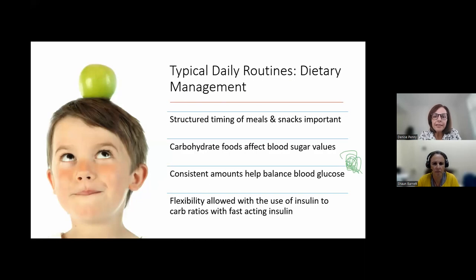Thinking of the typical daily routines helps you to determine the impact of school. From a dietary management perspective, having structured timing of meals and snacks is important. Carbohydrate foods will affect the blood sugar values. Just as the carbohydrates will raise the blood sugar, having meals or snacks that do not have carbohydrates can lower blood sugars. So it's to ensure that we have a consistent amount to help balance that blood glucose, and flexibility with the use of insulin to carb ratios with the fast acting insulin. We'll talk a bit more about insulin to carb ratios as well.